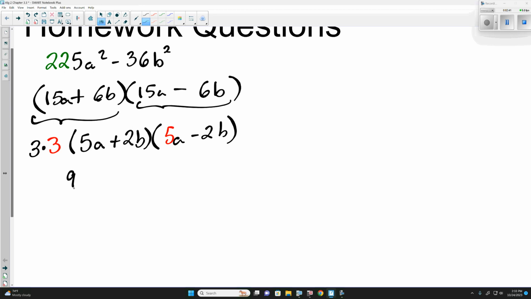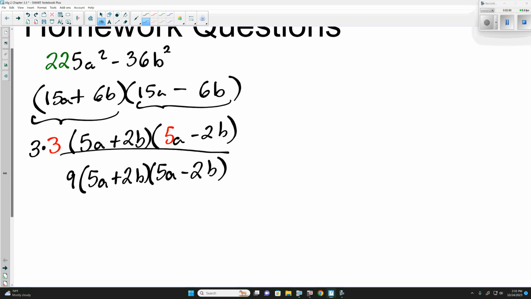And well, 3 times 3 is 9. So 9 times 5a plus 2b times 5a minus 2b, is it completely factored? Yes.